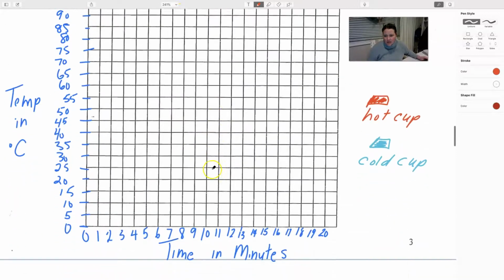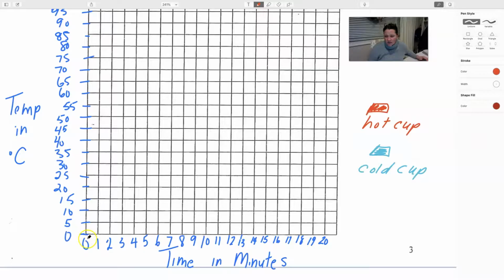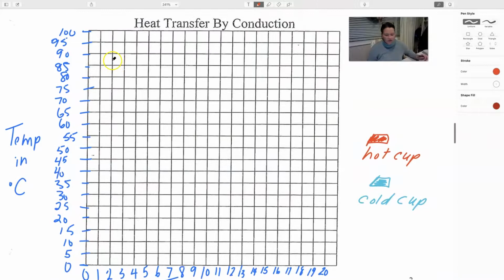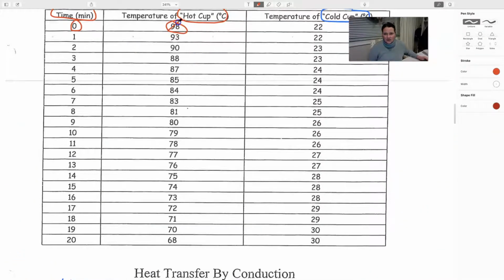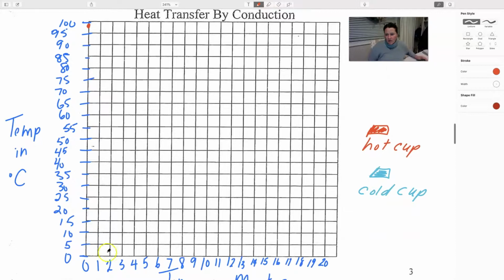So at 0 minutes, which is here, I'm going to go up to 98 degrees. 98 would be basically just under 100. Okay, and then I'm like, okay, that data is done. I personally like to cross things off as I go, or at least put a check mark, so I don't lose my spot. After 1 minute, you're at 93 degrees. So again, 1 minute here, you're going to go up to 93 degrees, which would be about there, right?